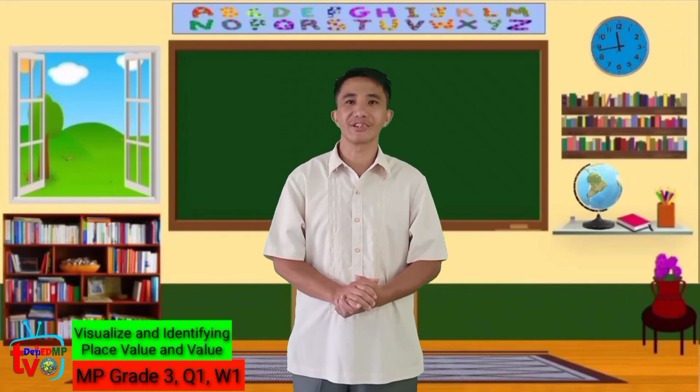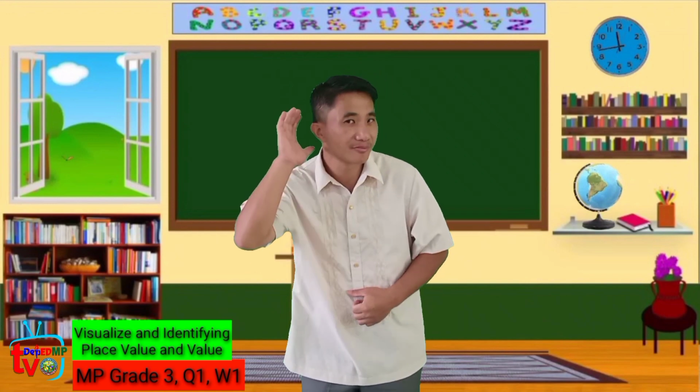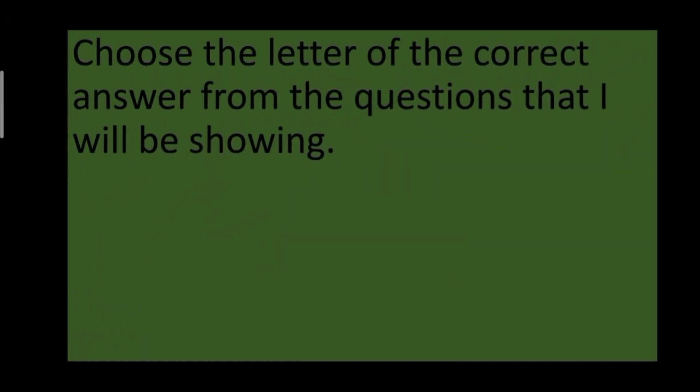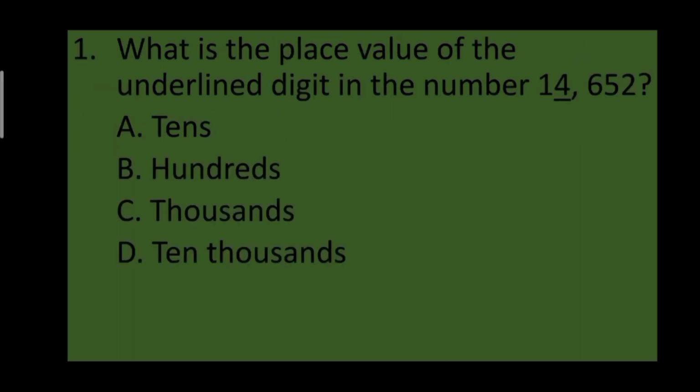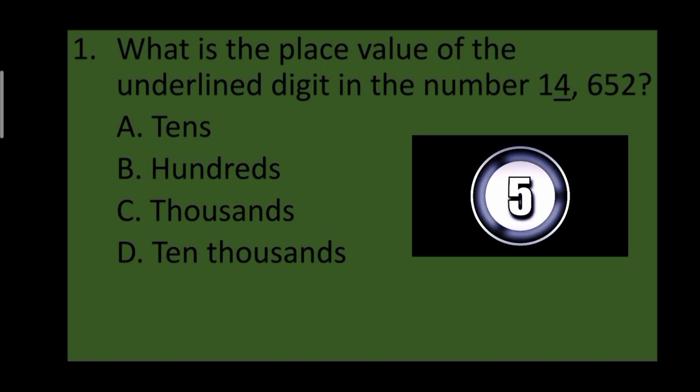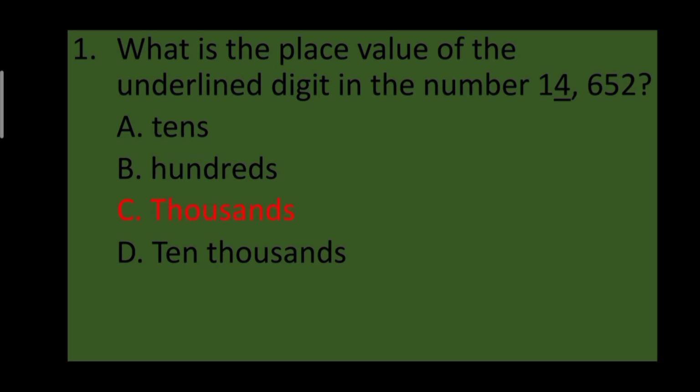Do you like to have a short activity to see if you understood the lesson? Yes! Are you ready? Choose the letter of the correct answer from the questions that I will be showing. What is the place value of the underlined digit in the number 14,652? A. Tens, B. Hundreds, C. Thousands, D. 10,000s. If your answer is letter C or thousands, you are correct.